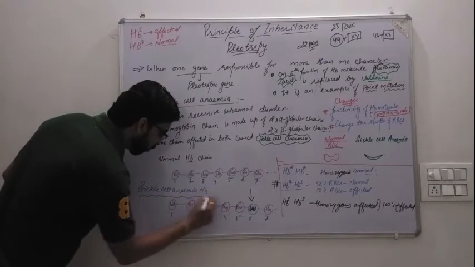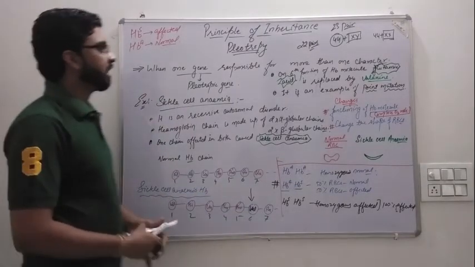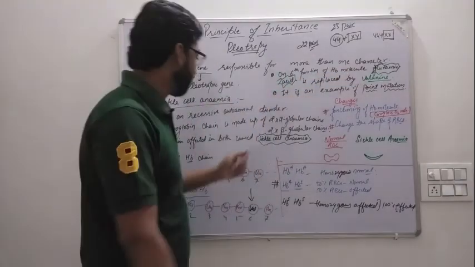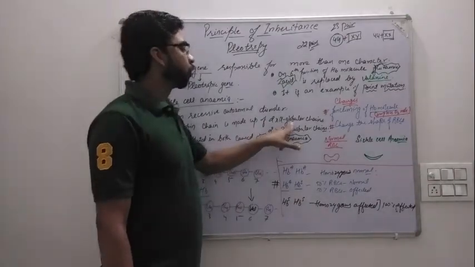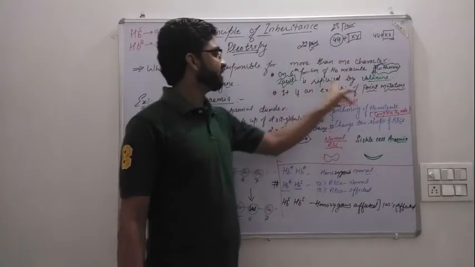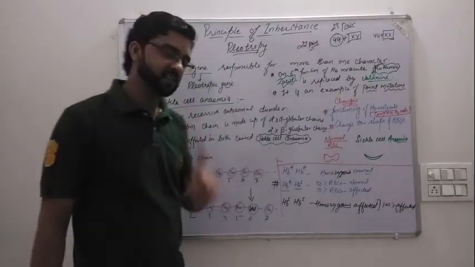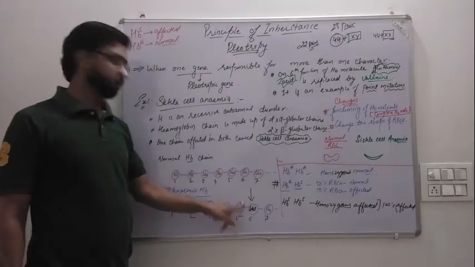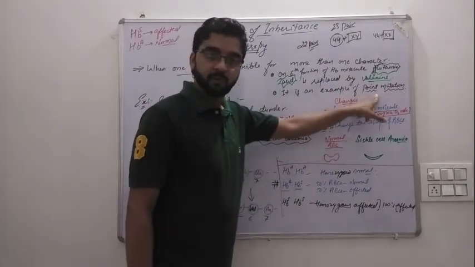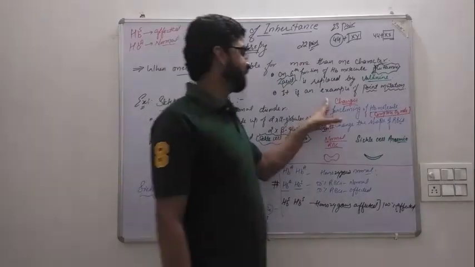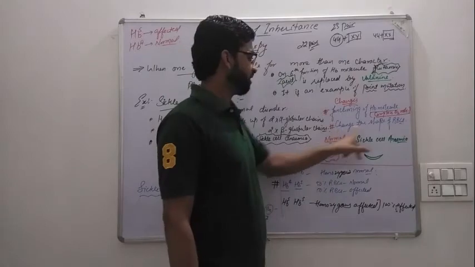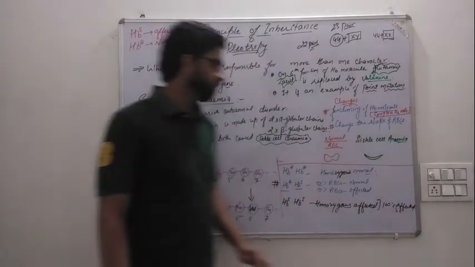In sickle cell anemia hemoglobin, on the 6th position of the globular chain, glutamic acid is replaced by valine, and this happens at only one place in the chain. So we can say it is also an example of point mutation. It changes the functioning of the hemoglobin molecule and changes the shape of RBCs.